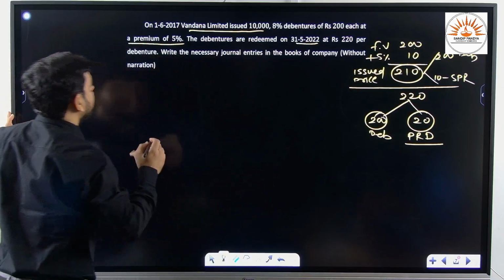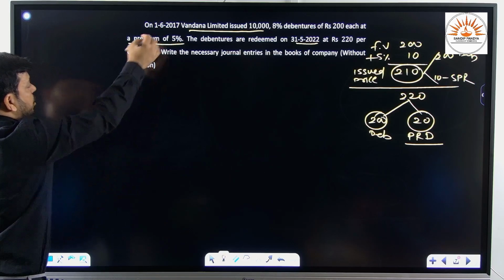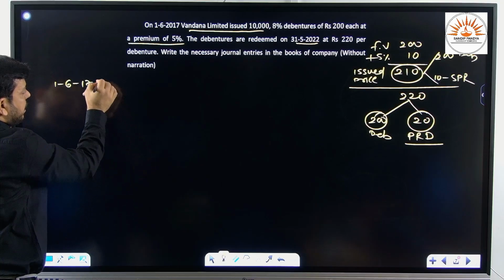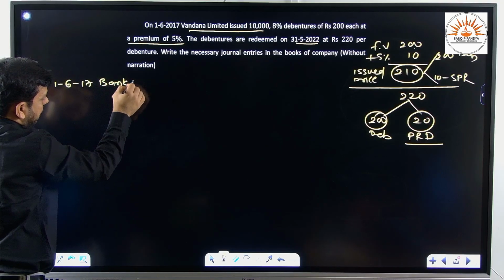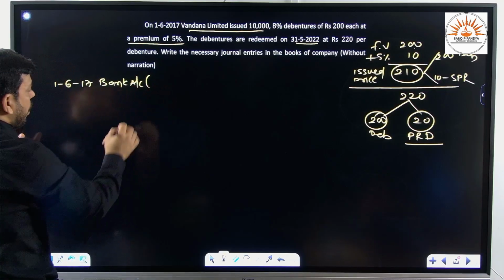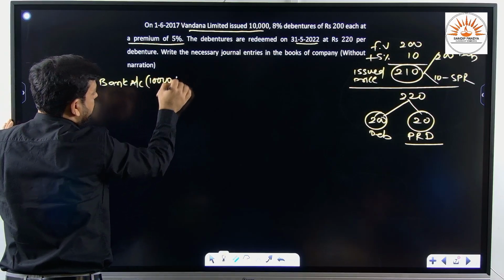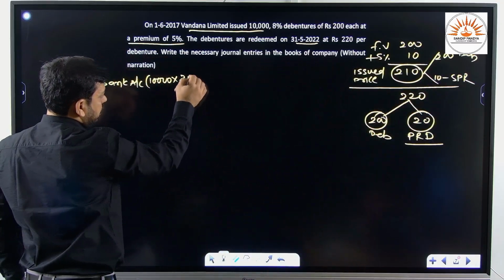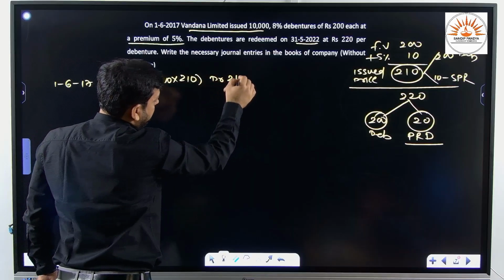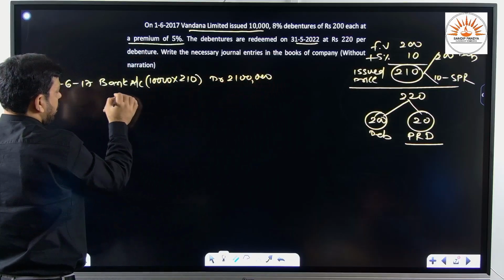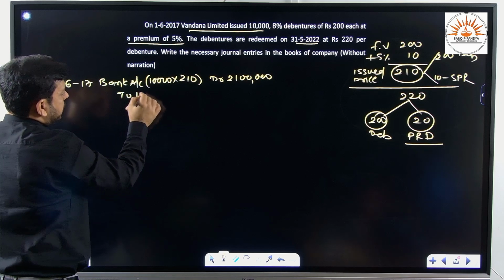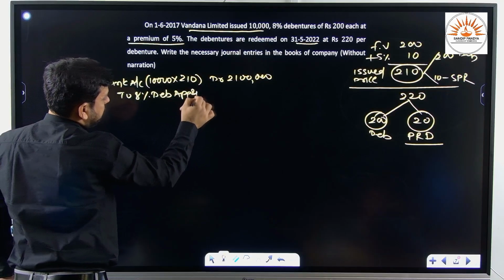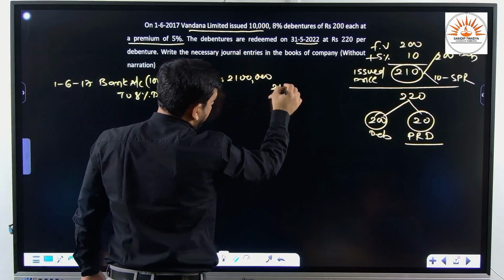So sir, without further delay, let us show the journal entry. So let me write first of all 1st June 2017, where we are receiving application money, hence we shall write bank account debit by what amount? Number of debentures into value received per debenture, that is 210. So that will be obviously 21 lakhs to 8% debenture application and allotment account, that will be 21 lakhs.